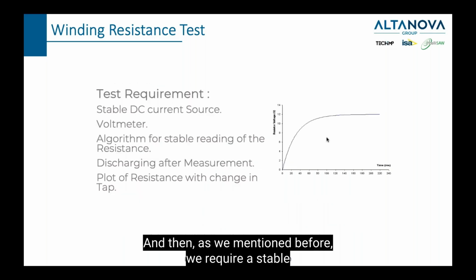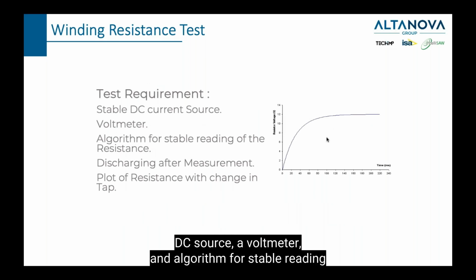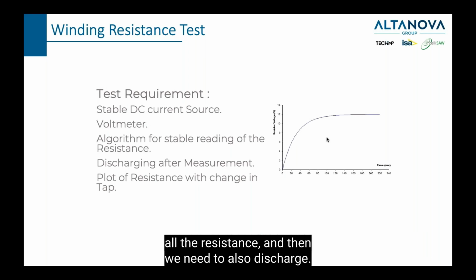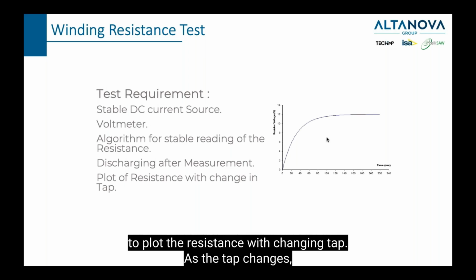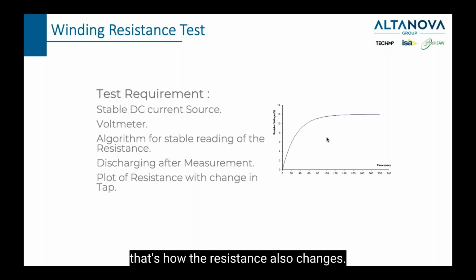And then, as we mentioned before, we require a stable DC source, a voltmeter, an algorithm for stable reading of the resistance, and then we need to also discharge. Discharge is not the same as demagnetize, we'll talk about that later, and then we need to plot the resistance with change in tap. As the tap changes, that's how the resistance also changes.